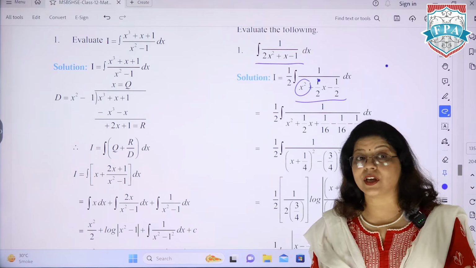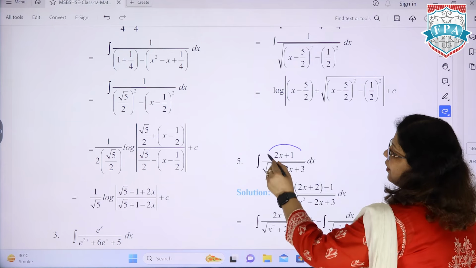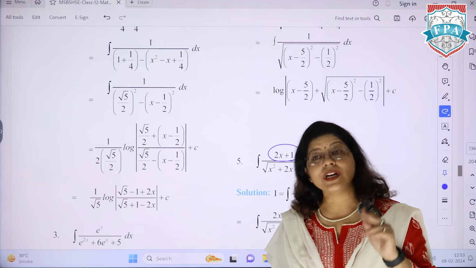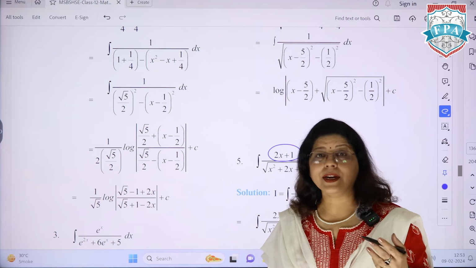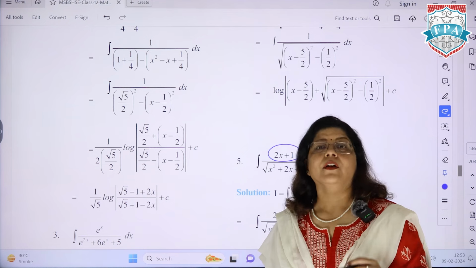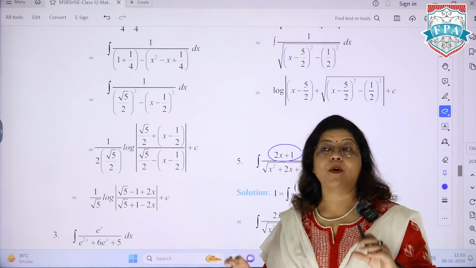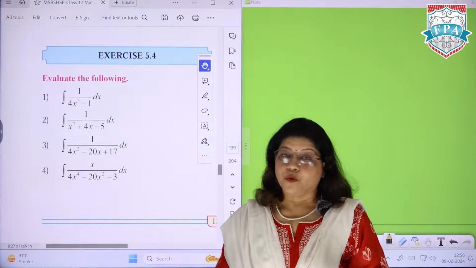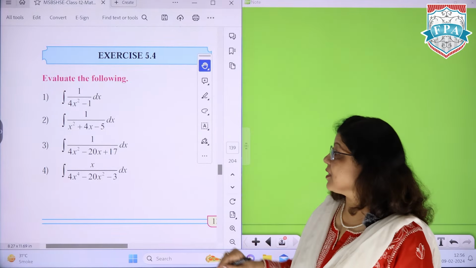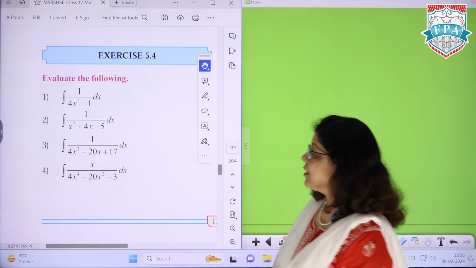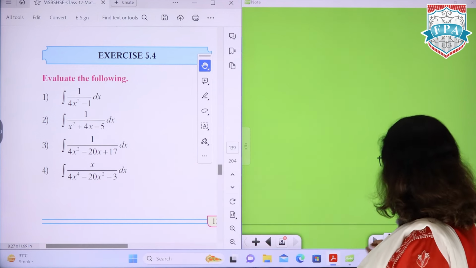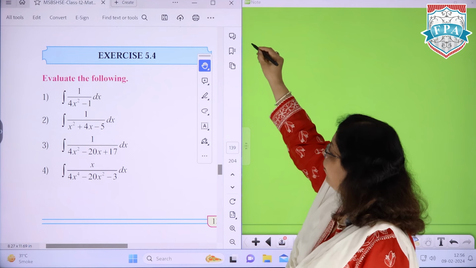In case, if the numerator is of a higher power, then the first step will be to divide the numerator by denominator to simplify it in the form of ax plus b. So that also we'll see the question in this way. For the same, let's do the question from exercise 5.4. Let's take a question number 3 over here. So when we are doing this question, see the question 3.